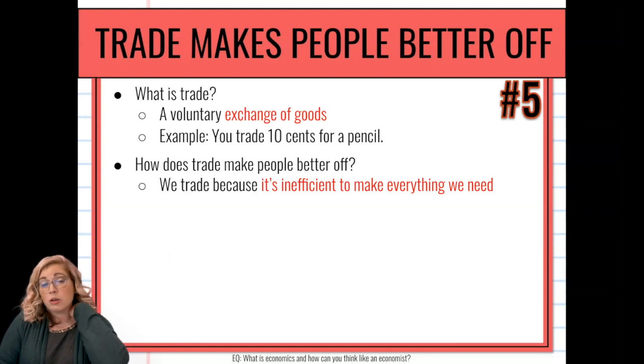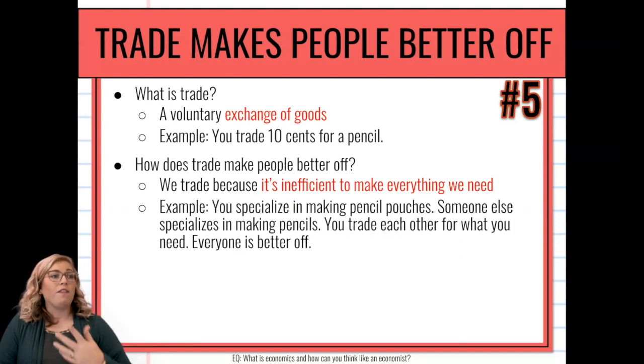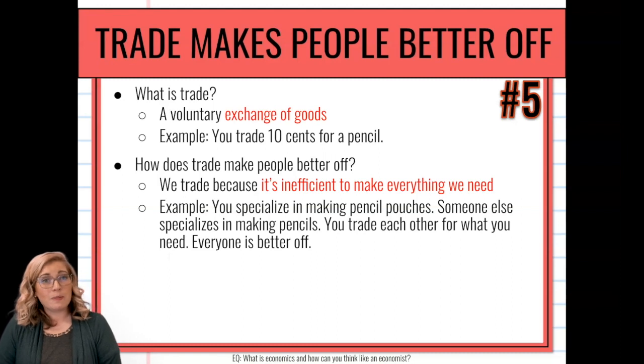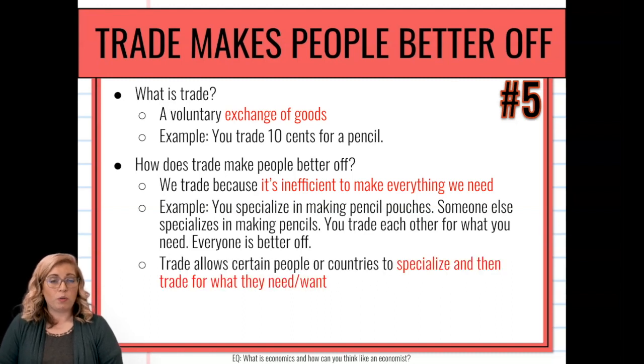So an example also could be, let's go back to our pencil scenario. Let's say that you are a pencil pouch maker. You make pencil pouches and your friend makes pencils. You strike up a deal that says, hey, I'll give you some pencils if you give me a pencil pouch. You made a trade. You both traded for what each person needed, and you're better off. He doesn't have to make pencils. You don't have to make pouches. Trade allows for certain people or for countries to specialize and then trade for what they need. Specializing is you take one thing, you make it, you're really good at it, and you trade with another country.